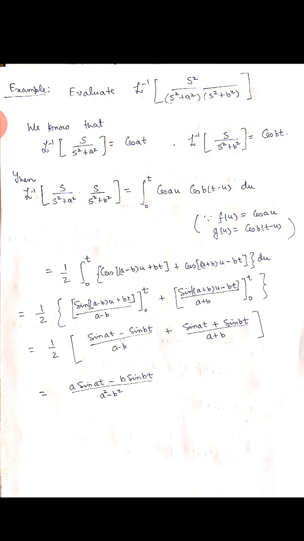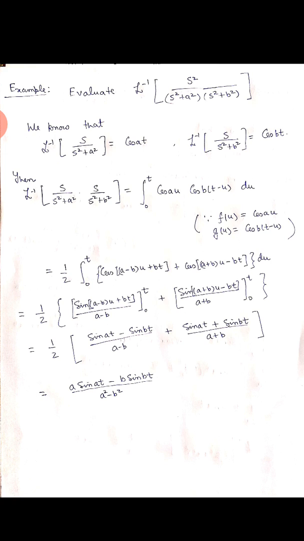So if we integrate it here with respect to u, we will have this expression: sine of (a minus b) times u plus bt over (a minus b), the limits are from 0 to t, plus, if we integrate the second term, it will give you sine of (a plus b) times u minus bt over (a plus b), the integration from 0 to t. So when we substitute the limits in place of this u, we will obtain this expression: 1 over 2, (sine at minus sine bt) over (a minus b), some of the terms will get cancelled, and again if we substitute the limits 0 and t in place of u, we will have (sine at plus sine bt) over (a plus b).